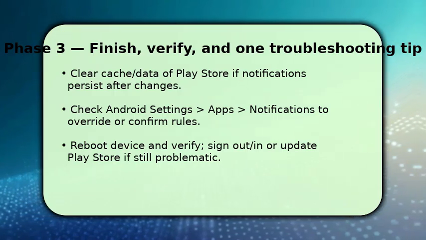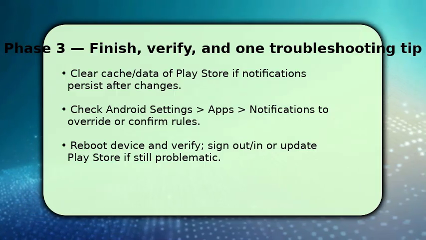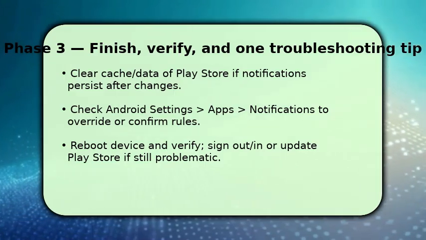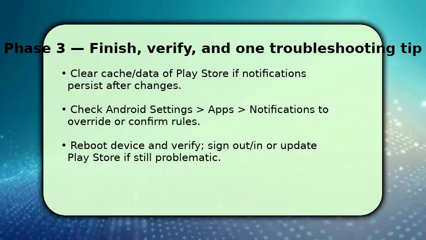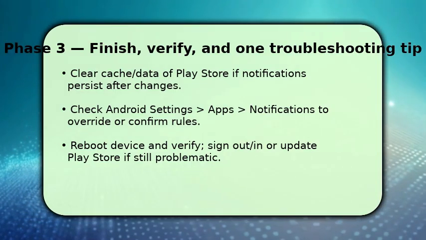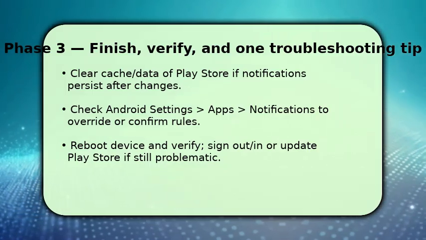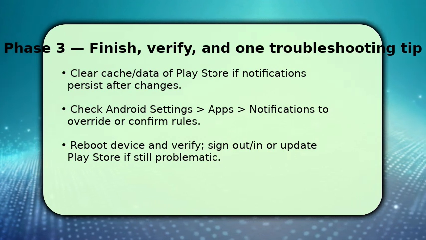Next, check Android settings under Apps Notifications to ensure system-level rules aren't overriding Play Store preferences. Reboot the device to finalize any changes. If problems persist, sign out and back into your Google account, or update the Play Store. These steps reset sync and usually resolve stubborn notification behavior quickly.